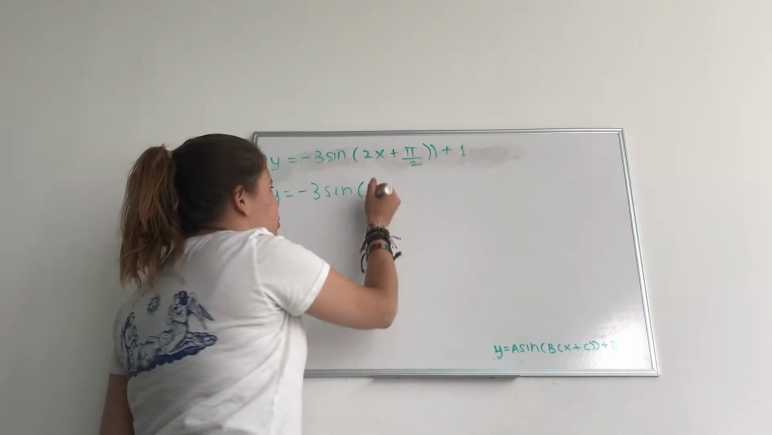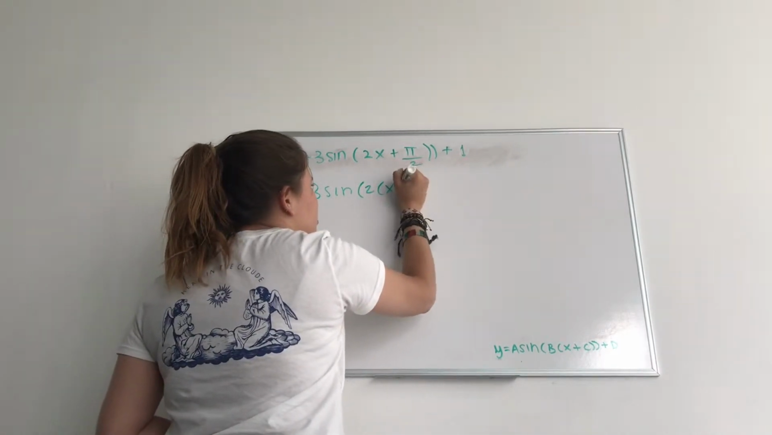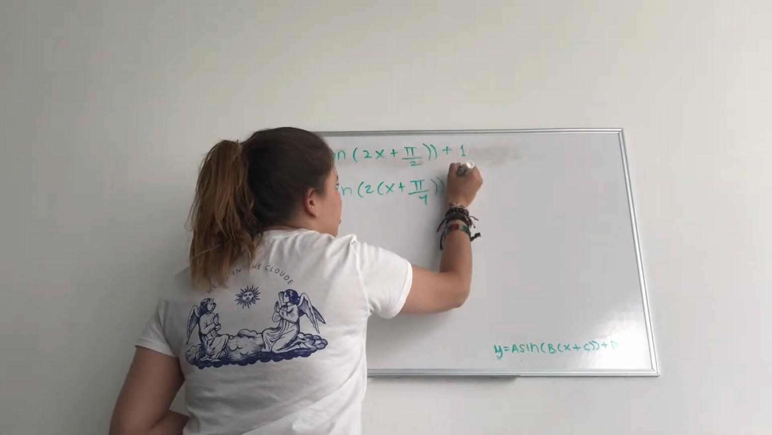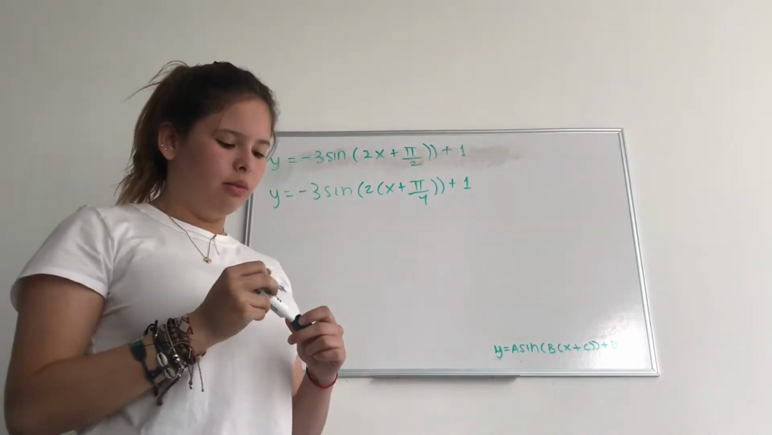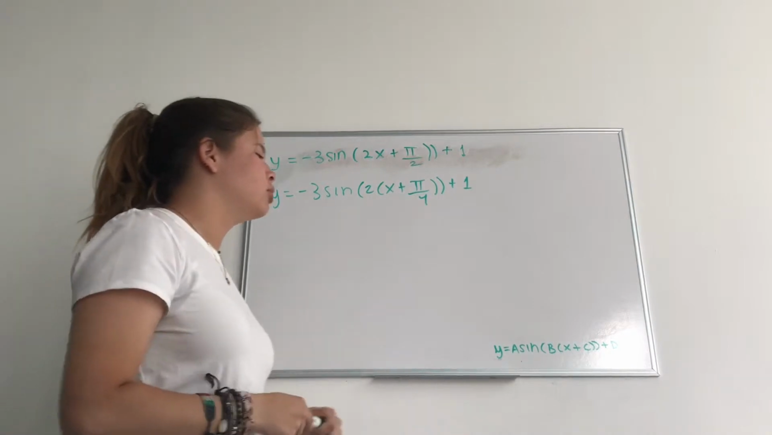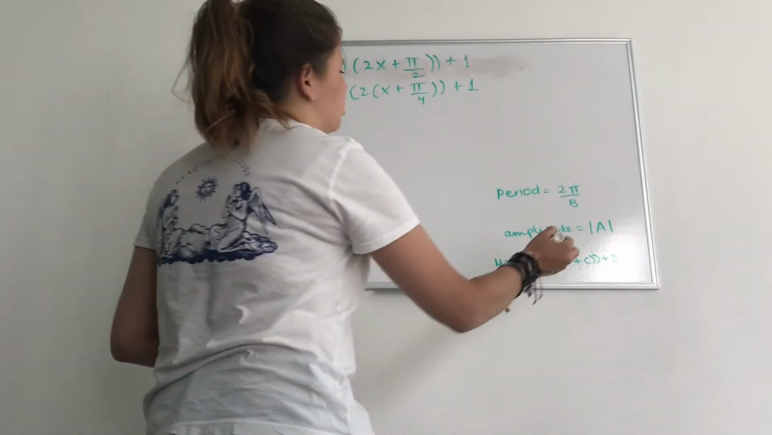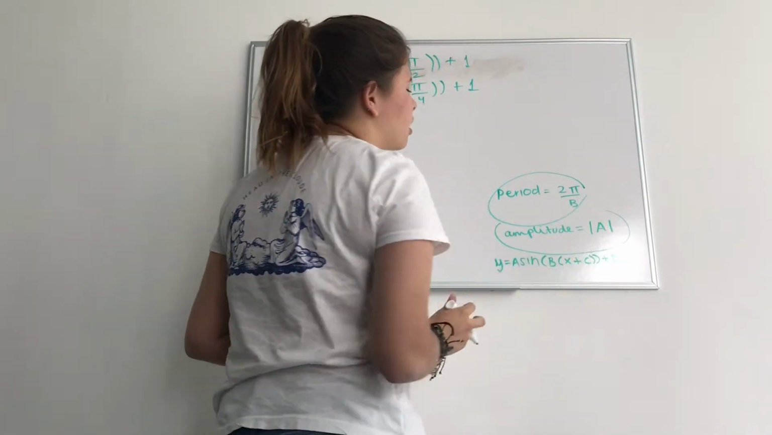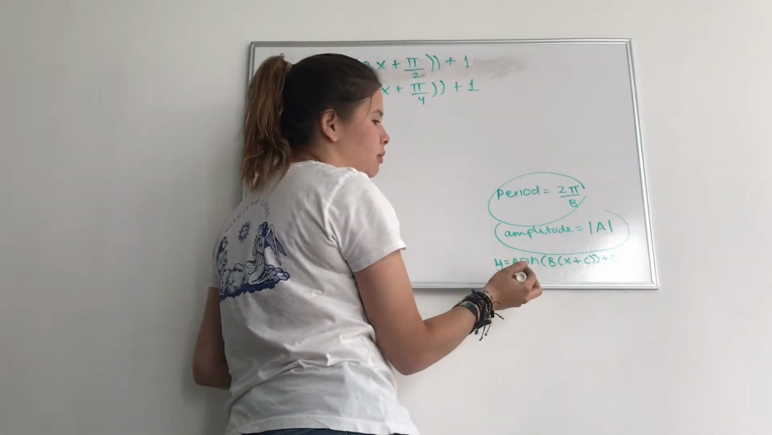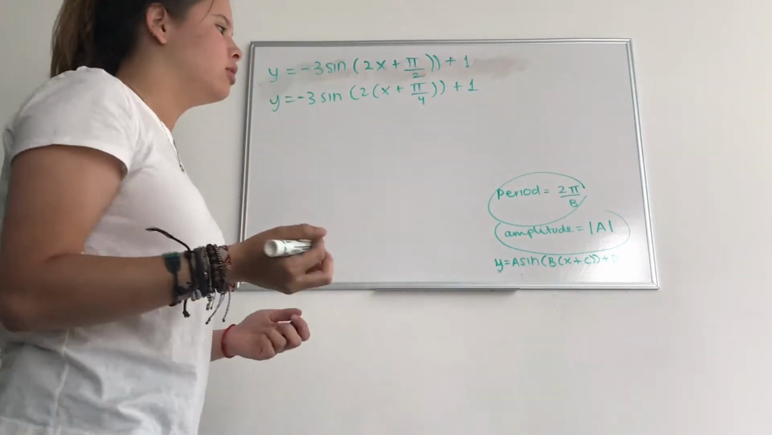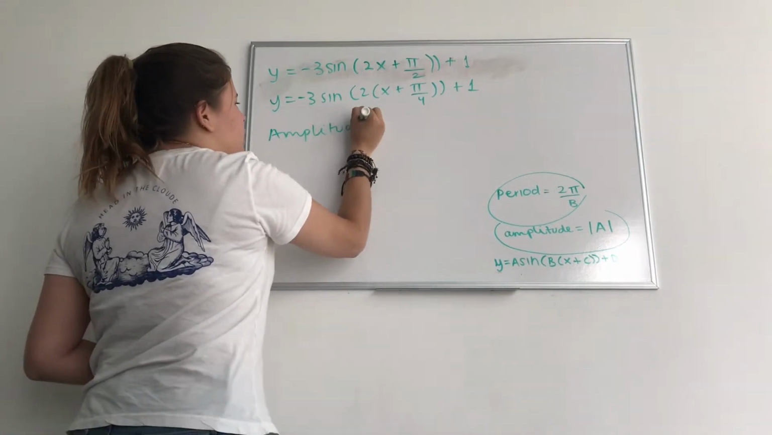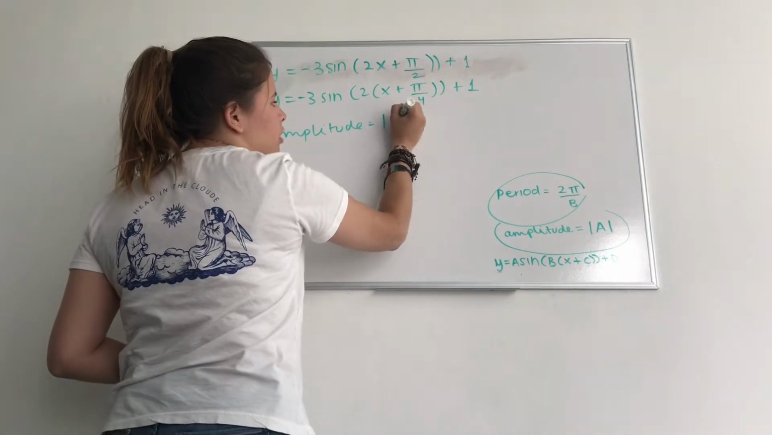So it would be 2x, and this one over 2 is 4. This is to make the procedure easier and make it similar. Okay, so now we are going to get the period and the amplitude. It's easy, since we have the formula here. We just need to say that amplitude is equal to the absolute value of A.